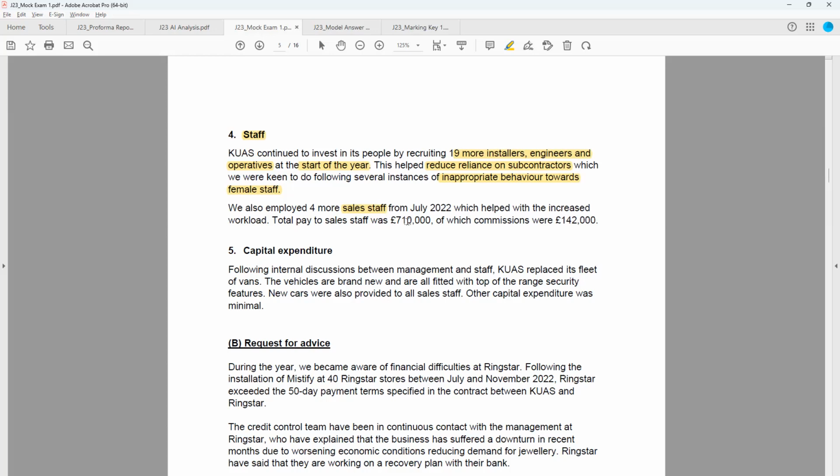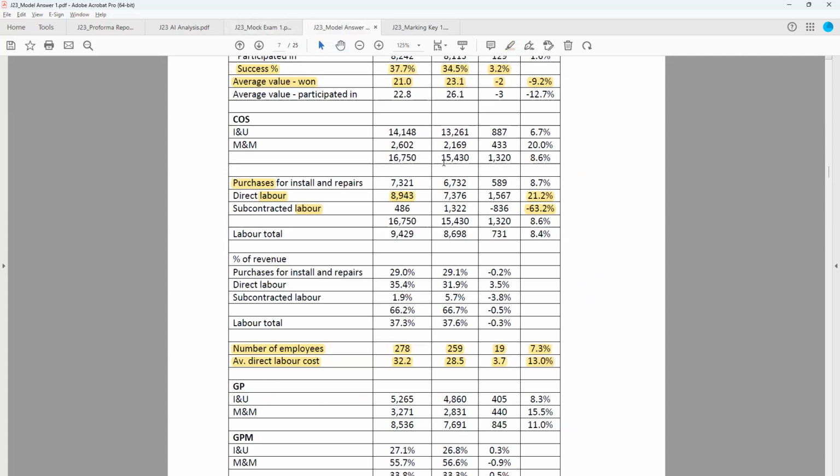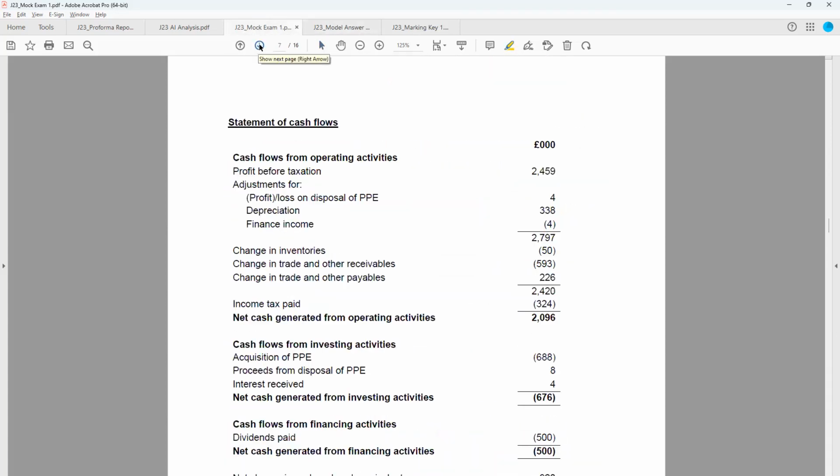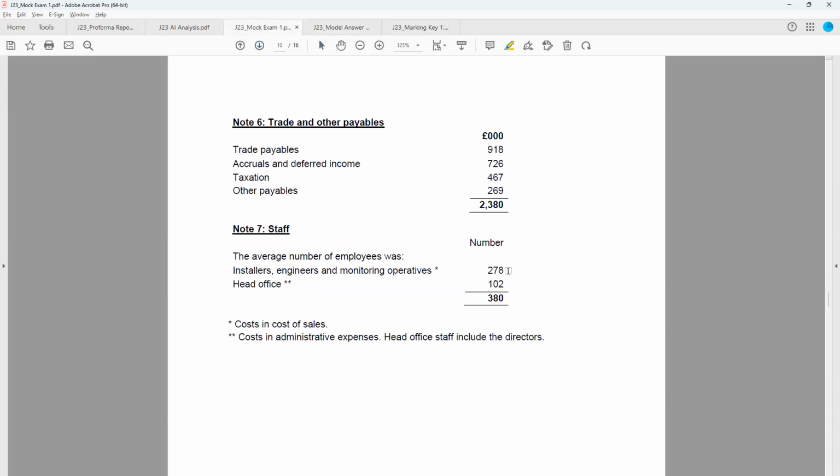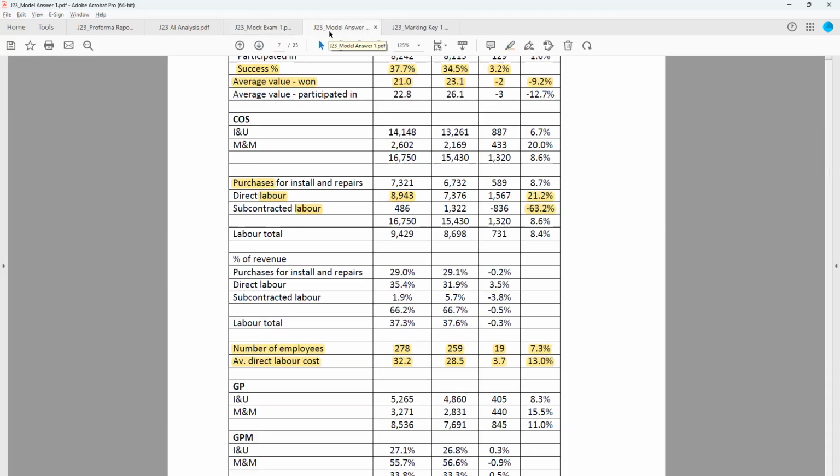Total pay was 710k, commissions were there, so we're definitely going to use that when we're looking at our operating profit. So actually you can see the increase in the number of staff. I guess you could have probably just worked out the prior year number, the increase in staff. So you could have worked it out that way. But of course, as we know from the AI, that information was provided. So look to see if it's provided in the exam paper. And we can see there that we have it included. So then you can work out the average direct labour cost.